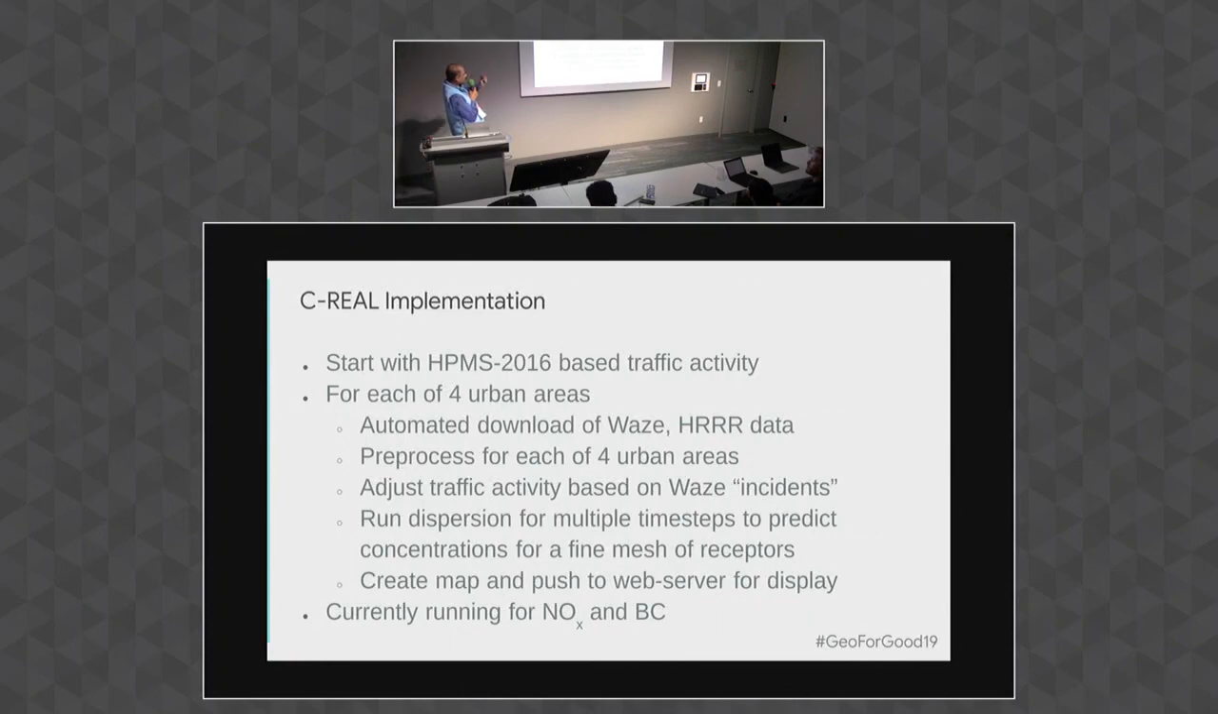Okay, pre-process each of the four urban areas, then adjust the traffic based on Waze incidents, run dispersion, create a map, and push it to the web server. That's the basic protocol for what we have. And we are currently running this for both NOx and black carbon, or EC2.5.